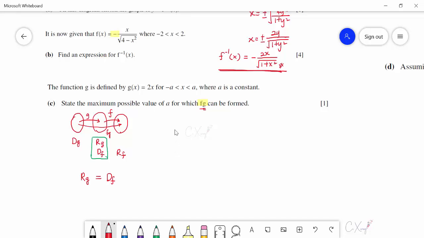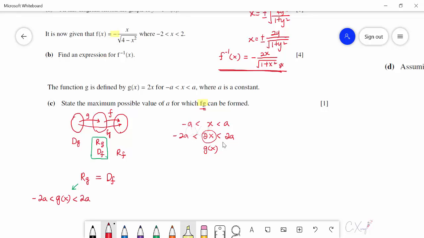Okay, all right. Now, how can we continue to find out the value of a? To get the range of g, we know that g(x) equals 2x, and it is given that the domain is from negative a to positive a. So if I have 2x here, it will become negative 2a to 2a, and this 2x is actually your g(x). From here, you will know that the range of g will be from negative 2a until positive 2a. So for the range of g, I will write it out as negative 2a ≤ g(x) ≤ 2a.